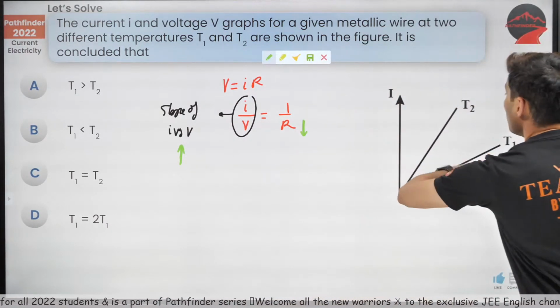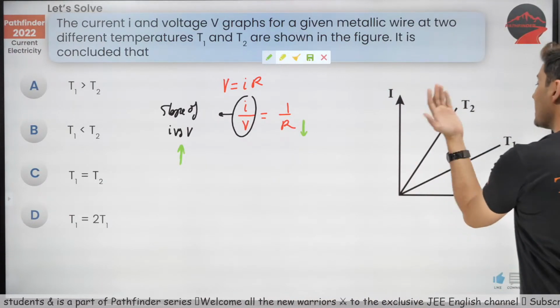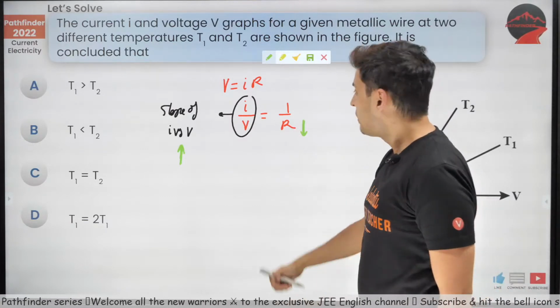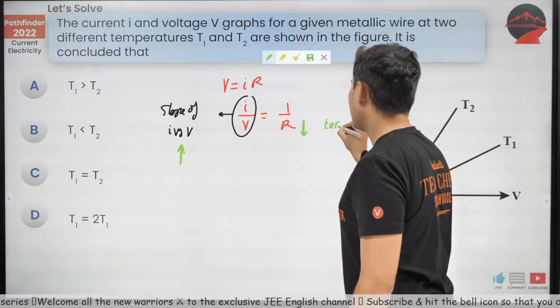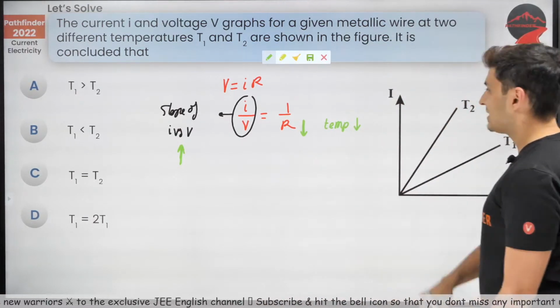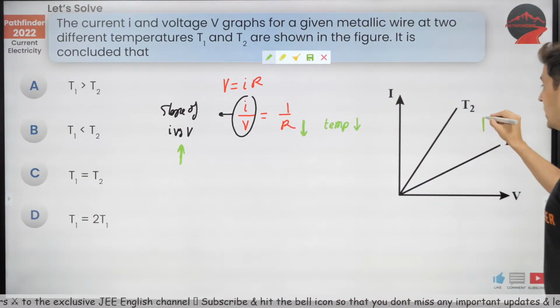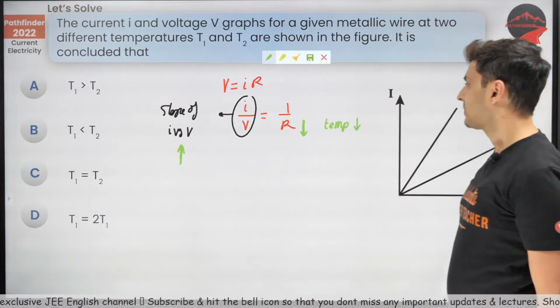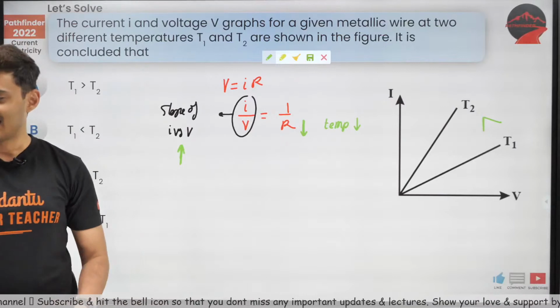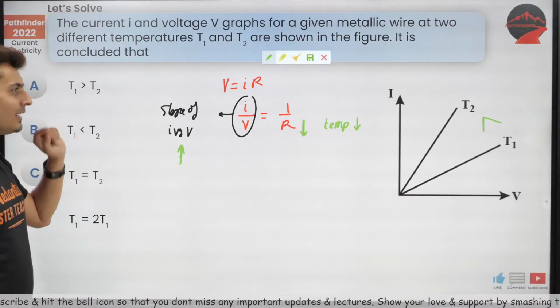The one which has more slope will have less resistance, and the one which has less resistance will also have less temperature. So who has less temperature? T2. So T2 is less than T1. I hope that makes sense. No, it is not B, it is A only. Correct, it was A. T2 is less.